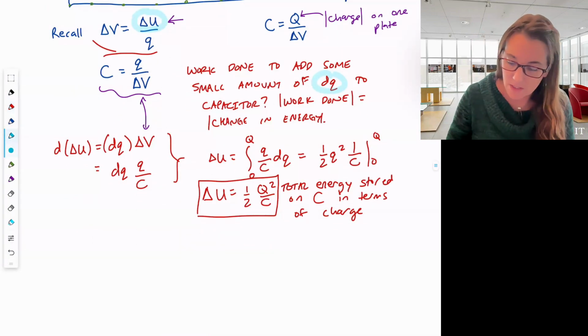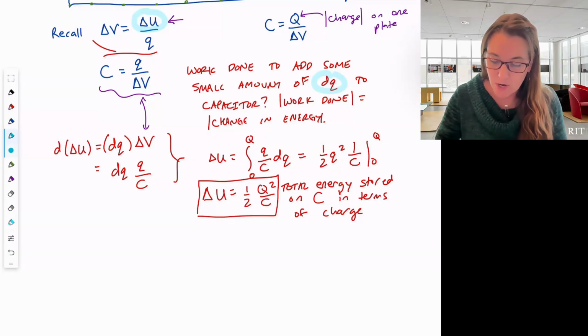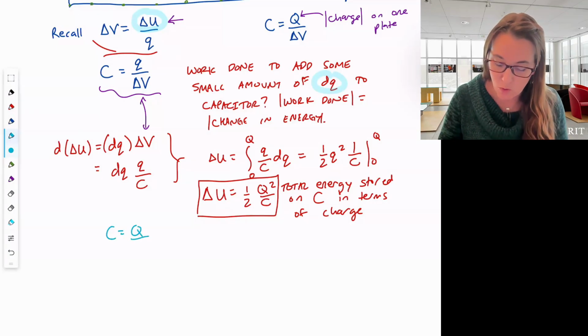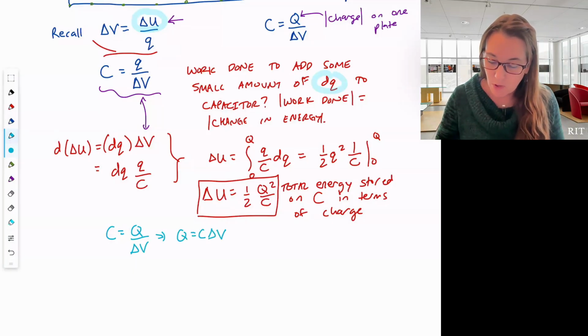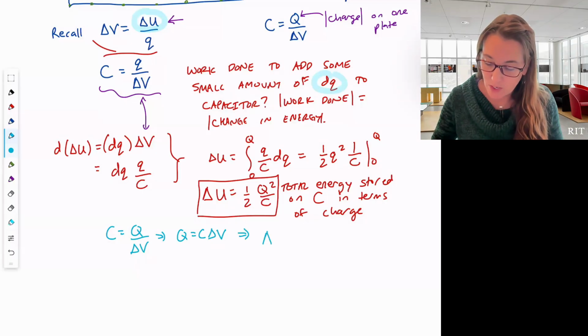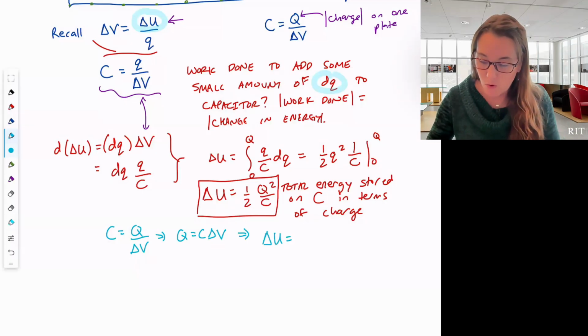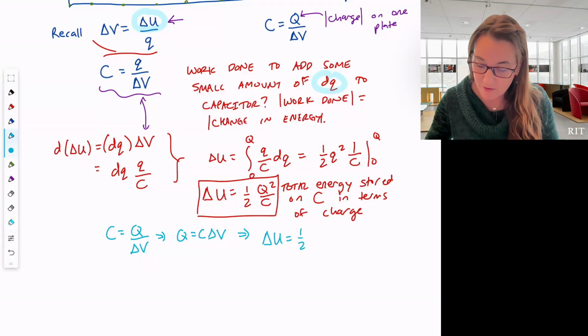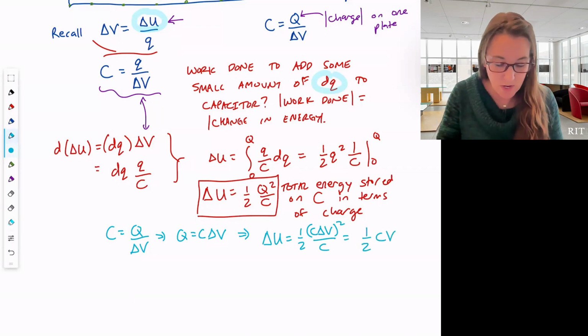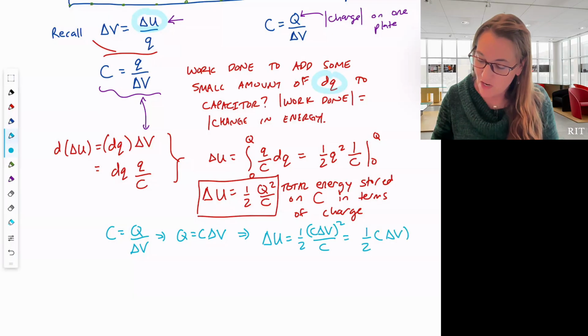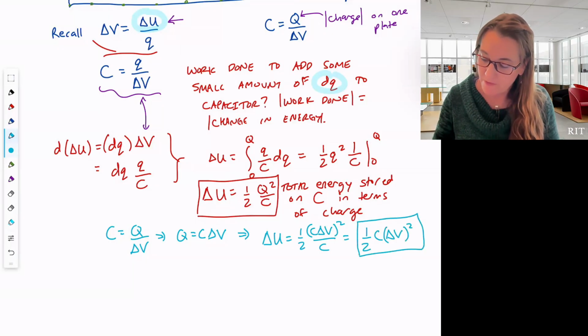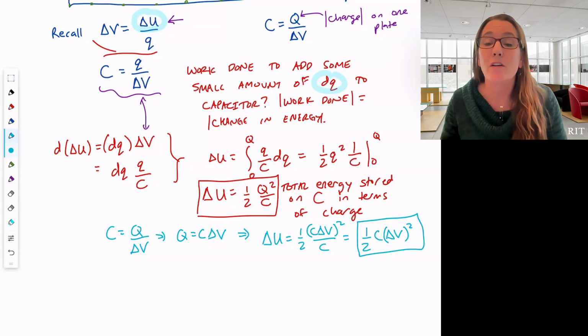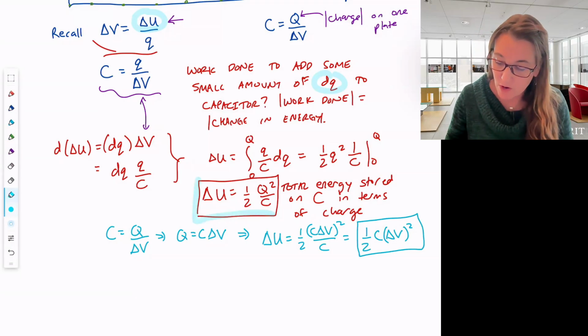We can rewrite this in different ways using this expression for C equals Q over ΔV. So we could write Q equals C ΔV and plug that in. And so that would give us ΔU is going to be equal to 1/2, and then I would have C ΔV quantity squared over C. So I end up with 1/2 C V squared. I'll write that as C ΔV squared. And so we end up with another way of writing these. So these are all equivalent ways of writing the energy.